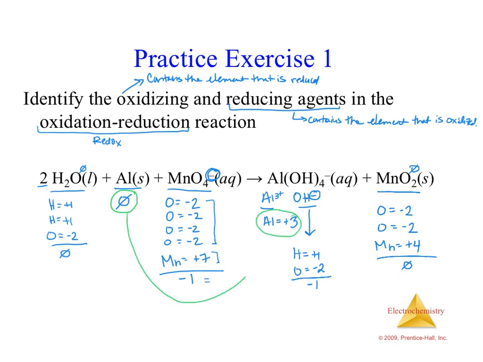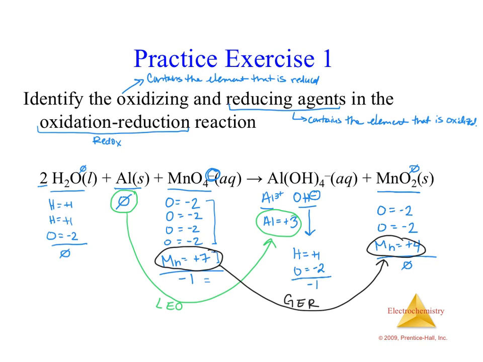So what happened? Became more positive. So did it gain or lose electrons? Remember, electrons are gained and lost as negative charges. So if we have an oxidation state of 0 to +3, that means we lost electrons. And let's look at the other element that had to change an oxidation state, and this is indeed manganese. Went from +7 to +4. It became less positive by gaining electrons, which is reduction.